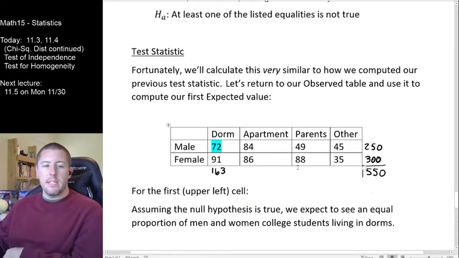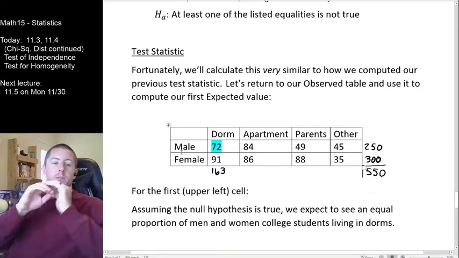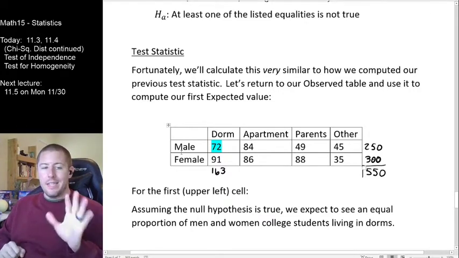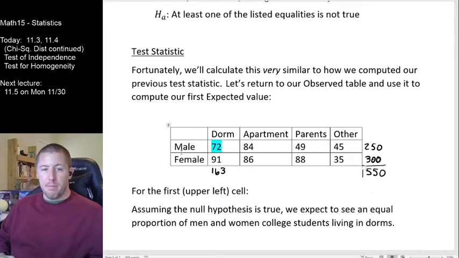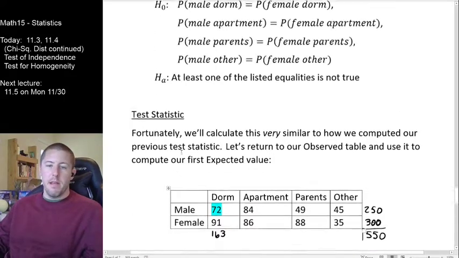So maybe I'm going to leave you guys, as my parting statement for the day, with this: don't forget the differences that we're seeing right here. In this case, only one variable was collected from two separate groups, right? What didn't happen here is we didn't just take a random sample of people and ask them if they lived in dorm, apartment, parents, or other. We took a sample of males first, then we took a sample of females second.